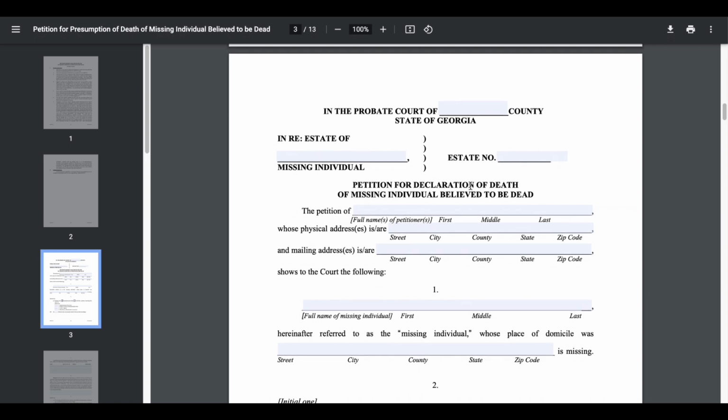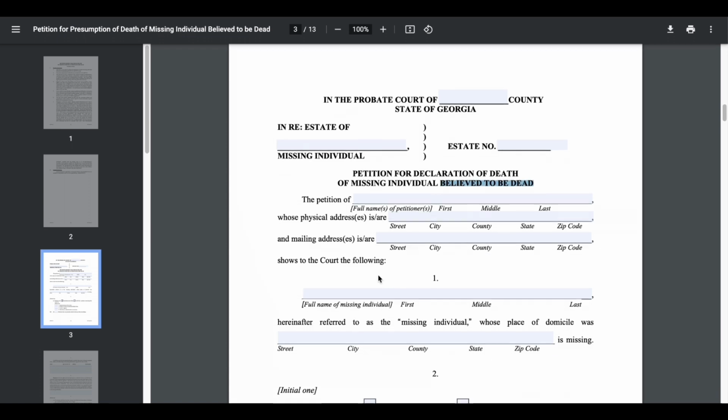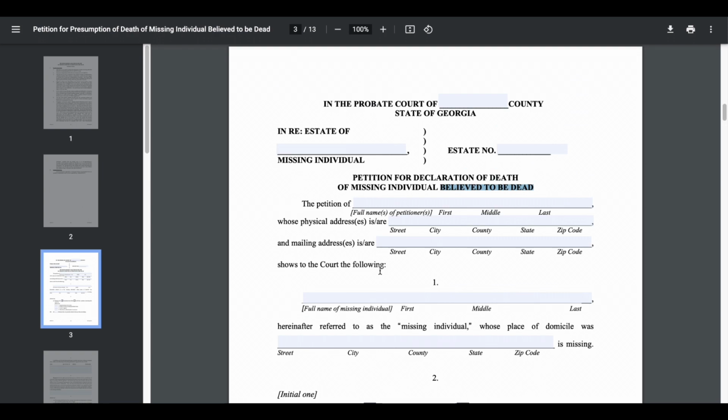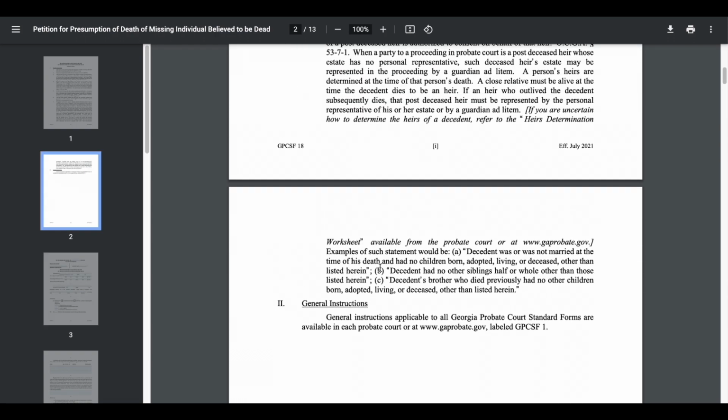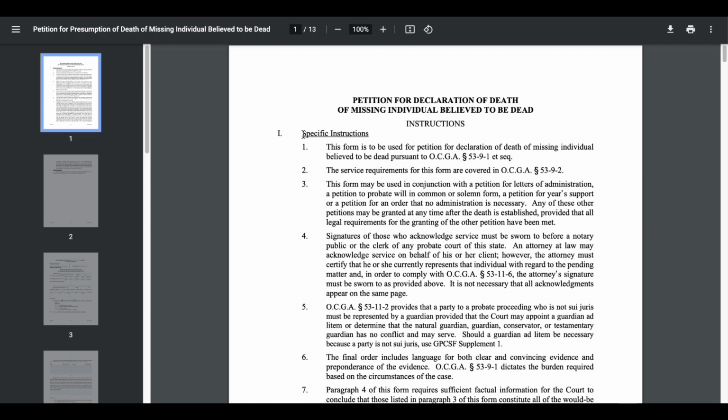Petition for declaration of death of a missing individual believed to be dead. Not proved to be dead, but believed to be dead. So imagine them having to do this. They have to go through this process to presume that you're dead. And matter of fact, let me read the purpose of this one here.